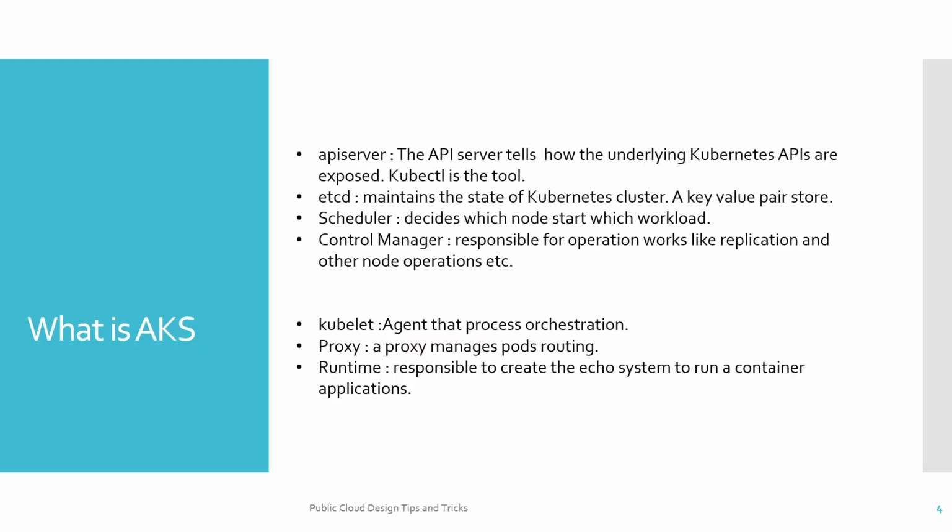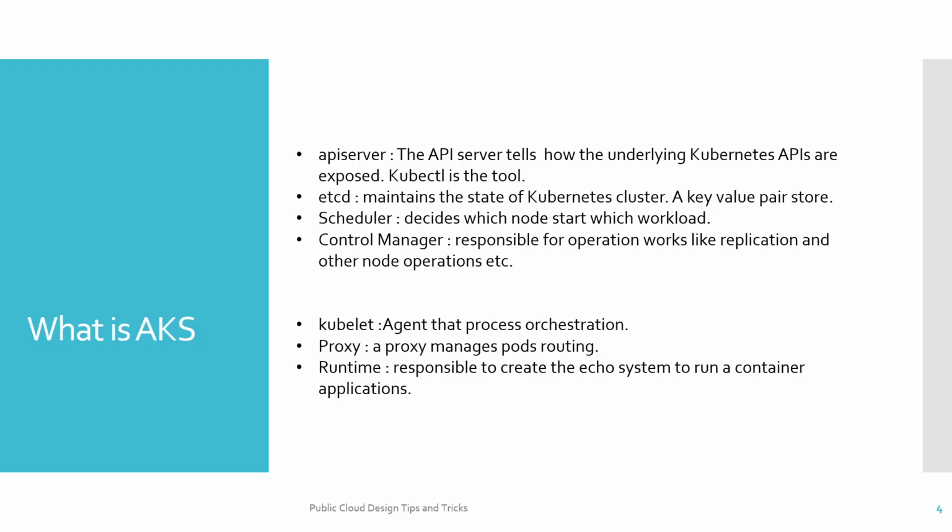So what is the API server? The API server tells how the underlying Kubernetes APIs are exposed. For example, we access the API server using the kubectl tool. etcd maintains the state of Kubernetes clusters. It's more of a key-value pair store within the control plane. The scheduler decides which node starts which workload, and the controller manager is more responsible for operational work directed to the nodes. So that is how you can define the control plane.